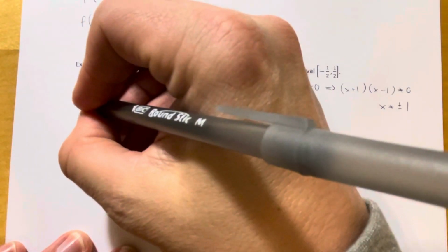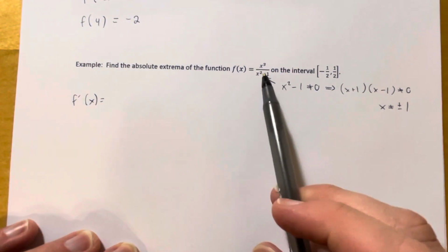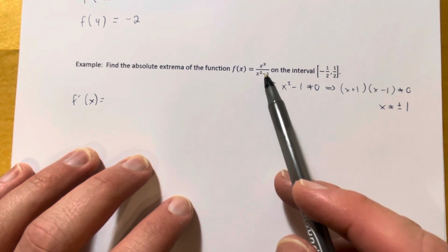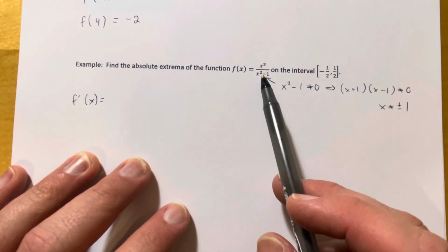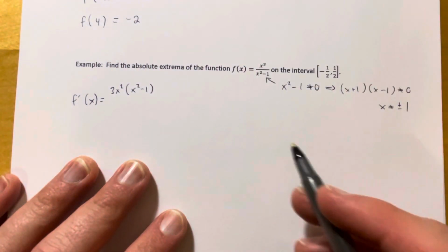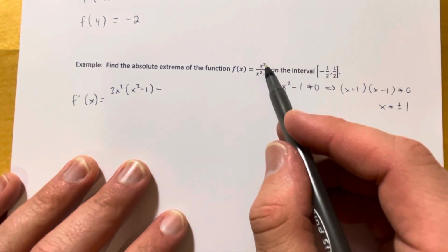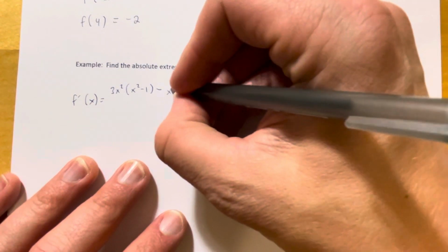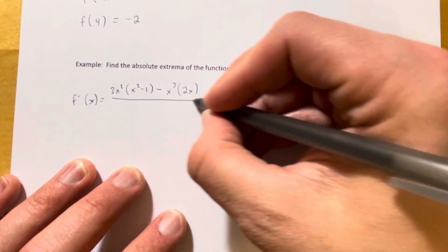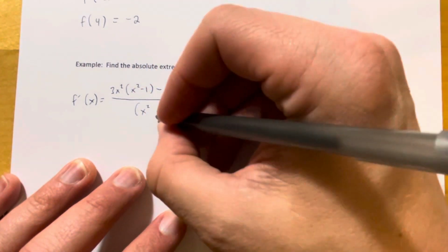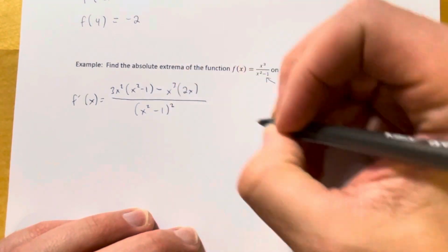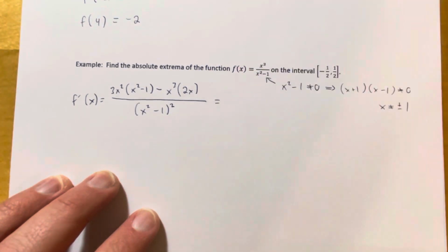Start by finding f prime of x. Now we have a quotient here, so I'm going to use the quotient rule. So the lower function times the derivative of my upper function. That's going to look like 3x squared times x squared minus 1, minus the top function times the derivative of the bottom function, so that's x cubed times 2x, all over the lower function squared, x squared minus 1, squared. Oh, sorry, I meant to square that. Let's simplify this down a little bit.